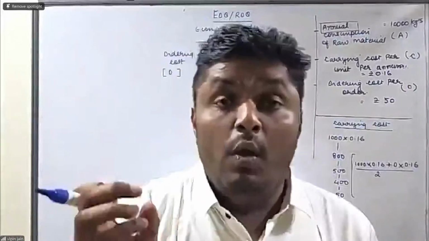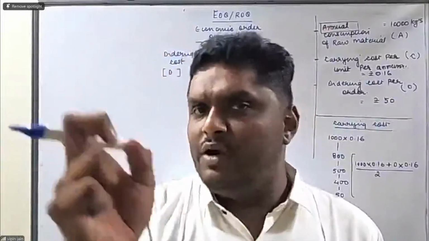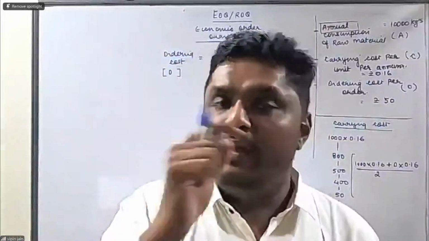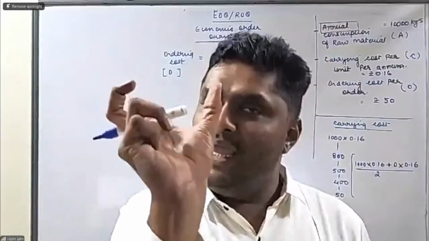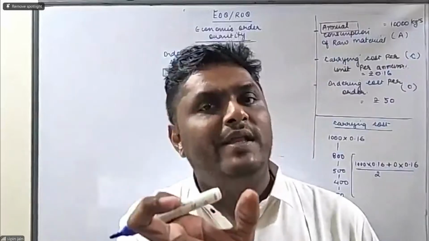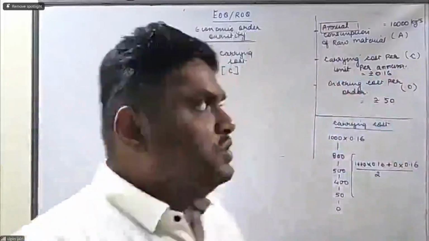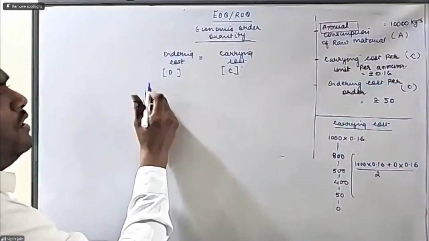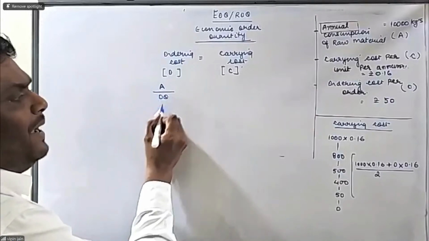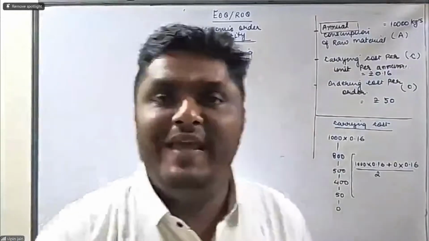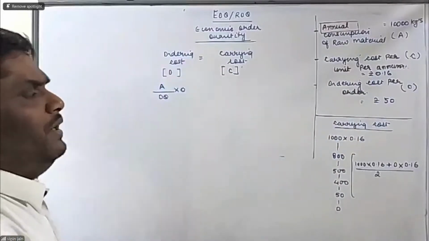Now, very important, how did you calculate the ordering cost? 10,000 divided by 1,000 into ordering cost, right? In the first case, if we order 1,000 units, my annual consumption is 10,000, divided by 1,000, my order quantity. We got 10 orders into the ordering cost. So to calculate ordering cost, we took my annual consumption, 10,000, divided by my order quantity. This is how we get the number of orders into my ordering cost.